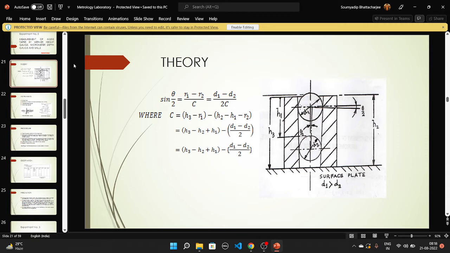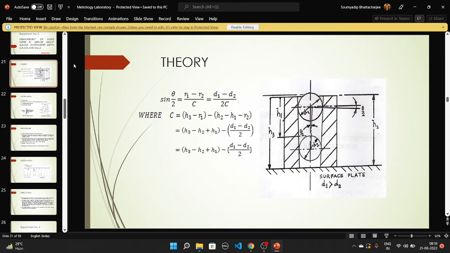H2 is the height measurement. For the H2 measurement, you have to use the vernier height gauge. So this thing you should remember: what are the instruments required, and how to use the vernier. Any vernier instrument has a reading procedure: the main scale reading, and the vernier scale coinciding division multiplied by the least count gives you the vernier scale reading. Then you get the measurement.